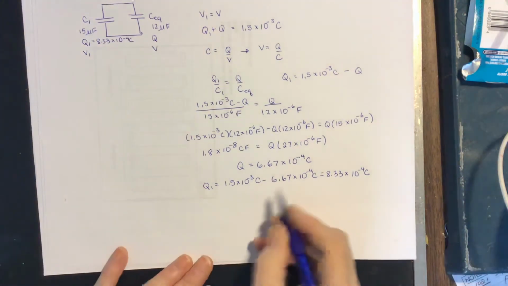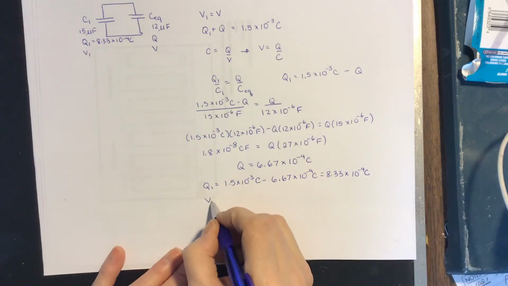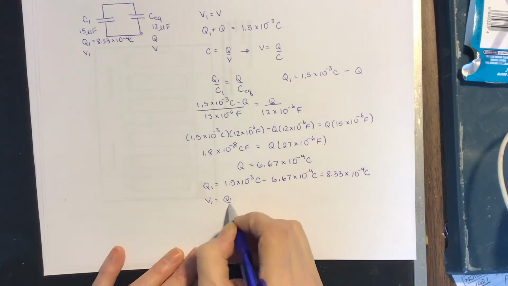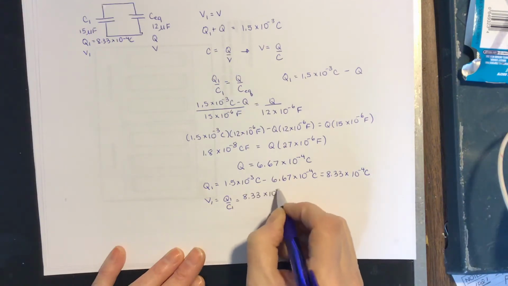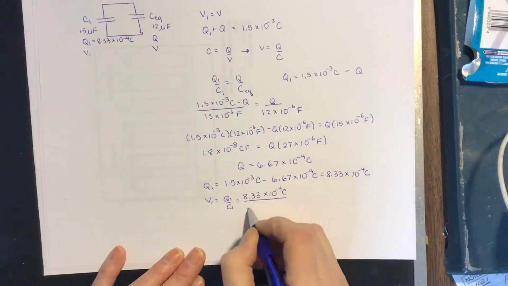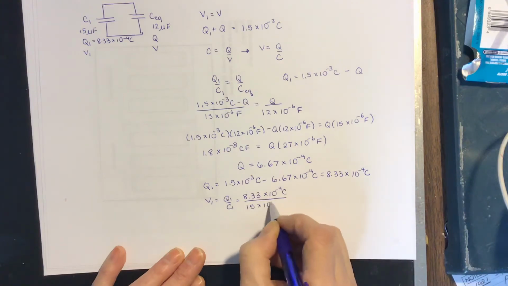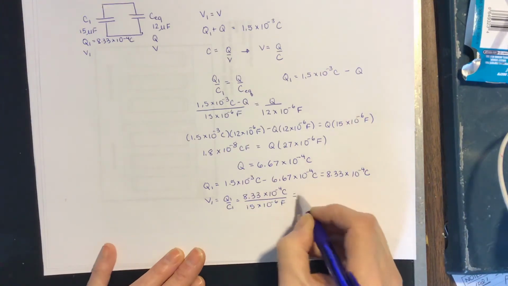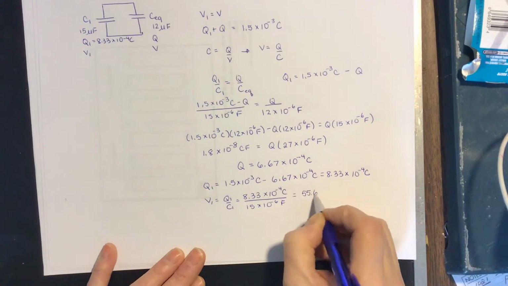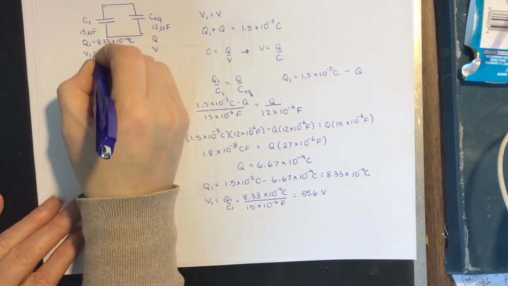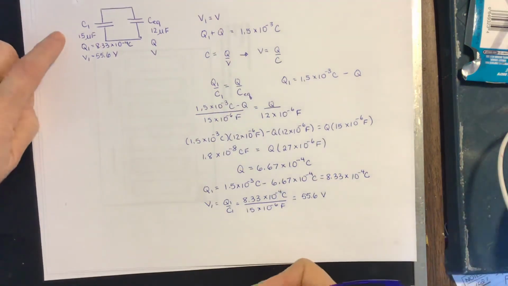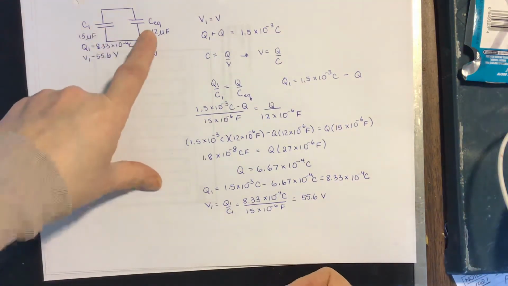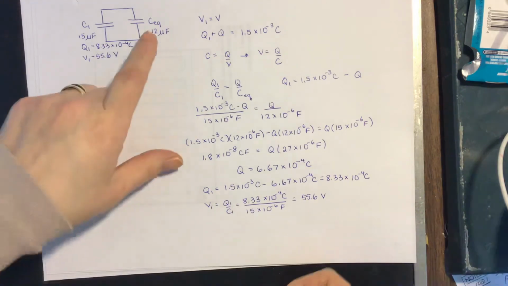And then we can find our potential if we wish. Potential V1 is equal to Q1 divided by C1. That potential is 55.6 volts. Okay, so now we've taken care of C1. Next, let's deal with C equivalent. What do we know here?